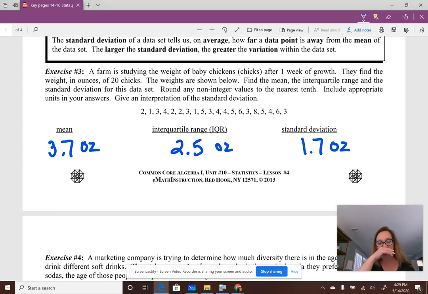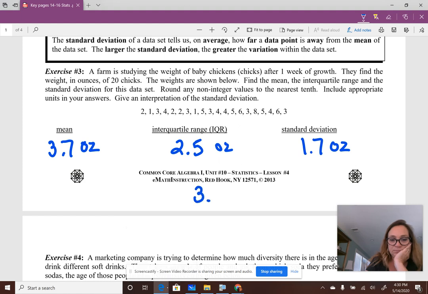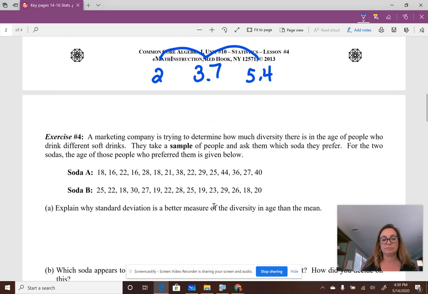So what does that mean? Okay. What this means is that your average chick is 3.7 ounces. And if I go this way and I add 1.7, that would be 5.4. Then if I go this way and I subtract 1.7, that would be 2. So what that's telling me is that the bulk of my data, most of my chicks, are between 2 and 5.4 ounces. And that's really what standard deviation tells us. Okay, here we go.